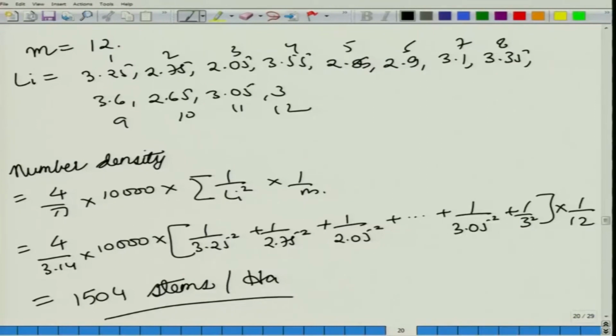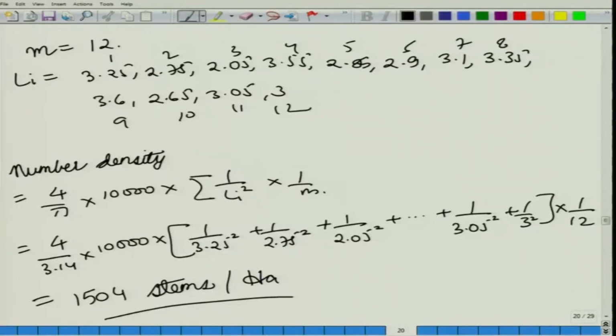So, this is just to recapitulate. If we have m number of samples in which the stems that are closest together are separated by the distances given by Li, then we can calculate the number density by using the formula 4 by pi into 10,000 into sum over 1 over Li square into 1 by m.